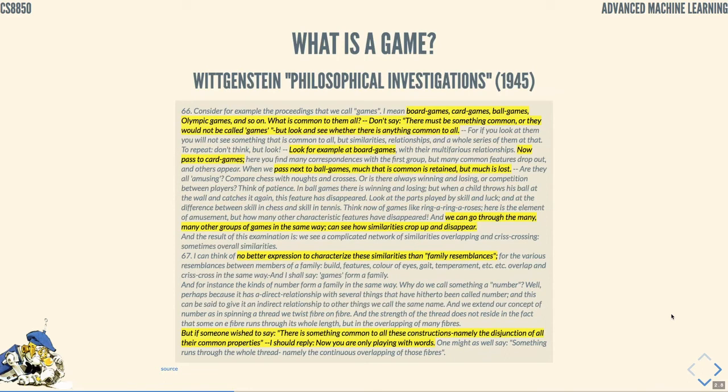Now pass to card games, pass next to ball games, where much that is common is retained, but much is lost. We can go through the many other groups of games in the same way, and see how similarities crop up and disappear. No better expression to characterize these similarities than family resemblances. But if someone wishes to say there is something common to all these constructions, namely the disjunction of all their common properties, I should reply, now you are only playing with words.